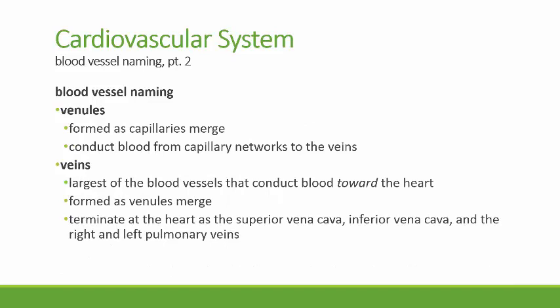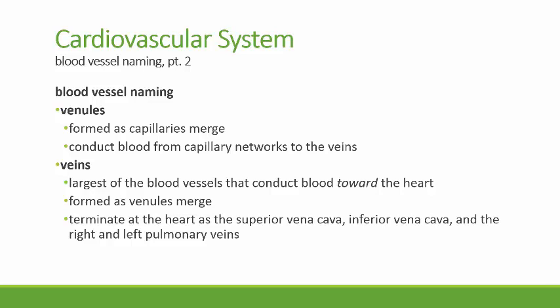So finally, as the blood leaves the capillary networks, the little capillaries merge and merge until they finally form vessels that are large enough to be referred to as venules. These are the smallest blood vessels in the venous system.